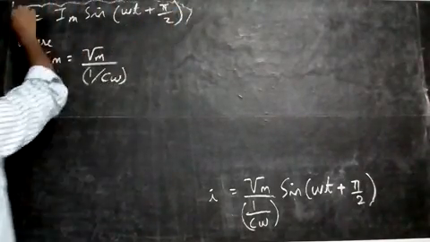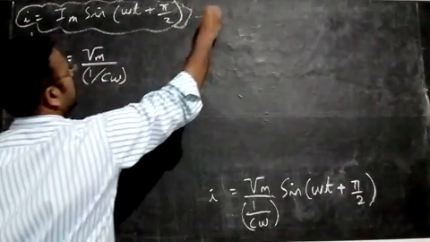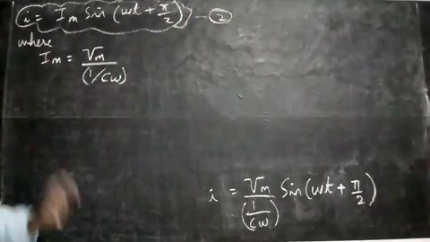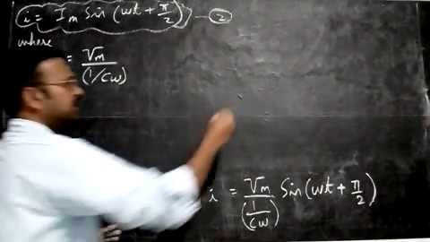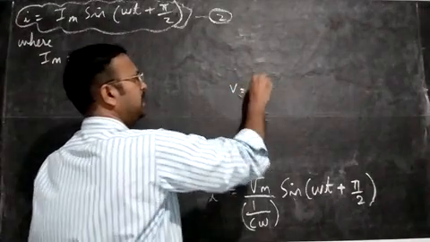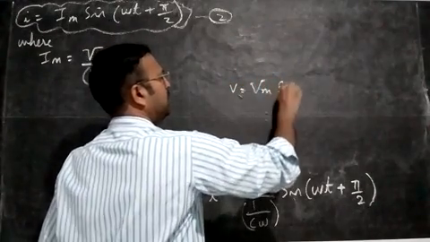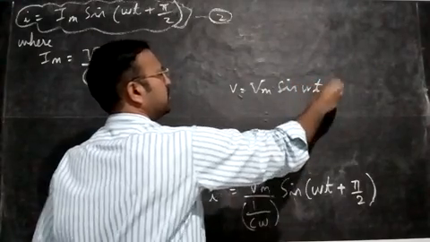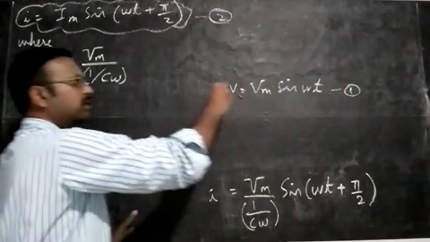Okay, this is the equation for the current here. This equation we write as equation number 2. Equation 1 we got now. What is equation 1? That was V is equal to Vm sine omega t. This was equation 1, just for remembering and writing this side.